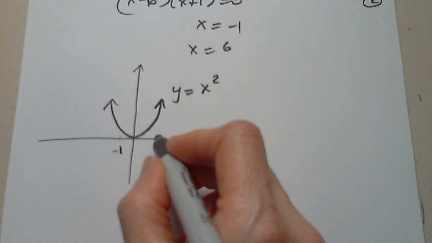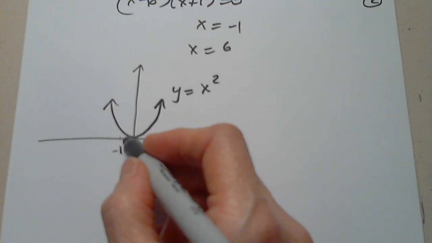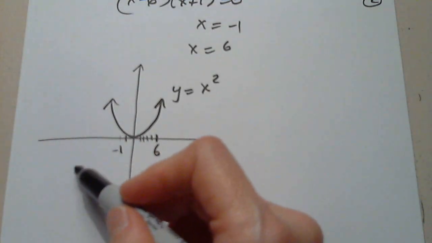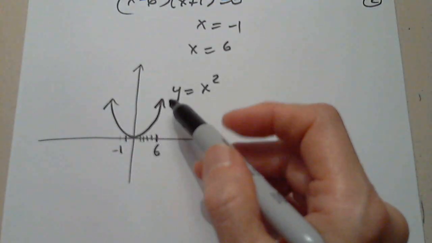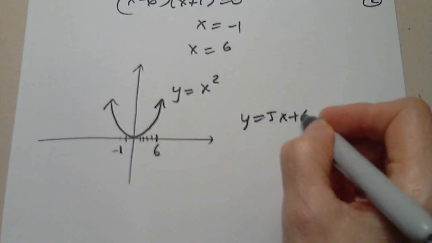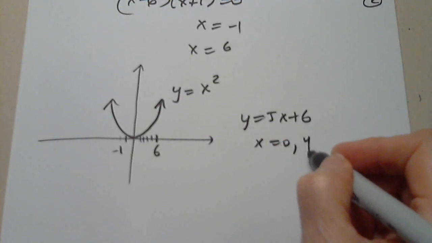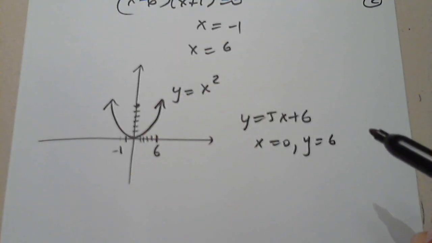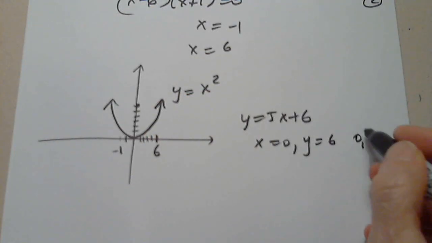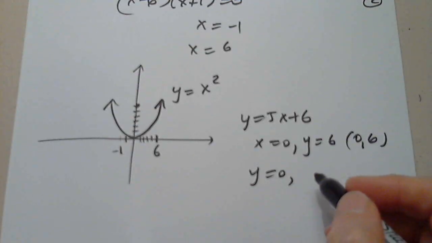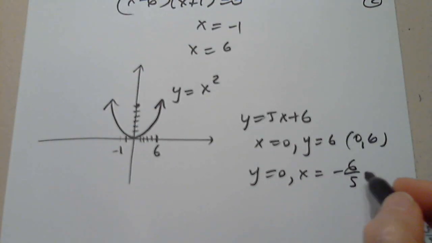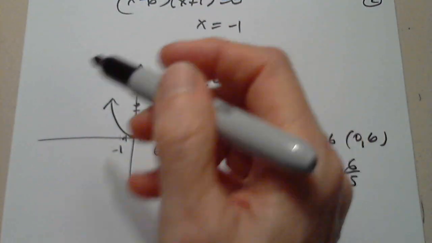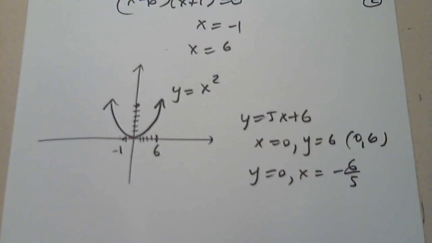So my units are not good, so I'm just gonna mark 1, 2, 3, 4, 5, 6. So when I graph, it's gonna be something like this. So y equals 5x plus 6: when x is 0, y is 6, 1, 2, 3, 4, 5, 6. So 0, 6. And when y is 0, x is -6/5. So it's right here. So that's why when I graph, let me use a different color for the line.